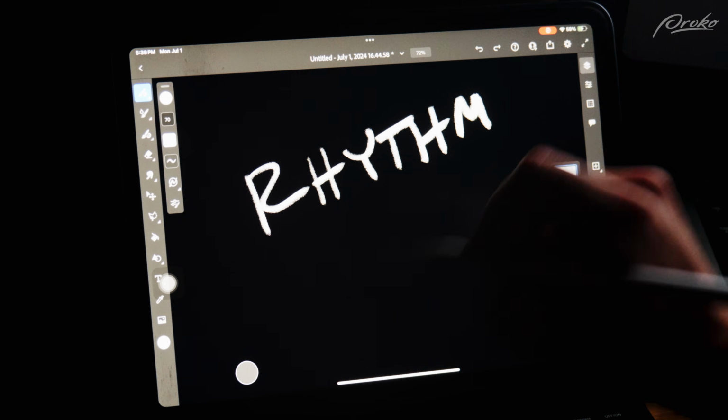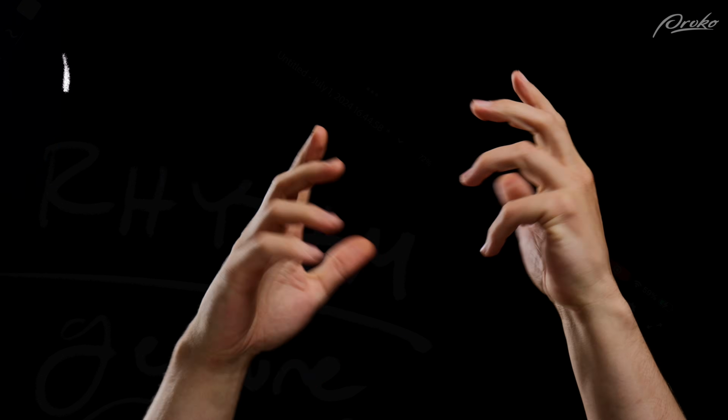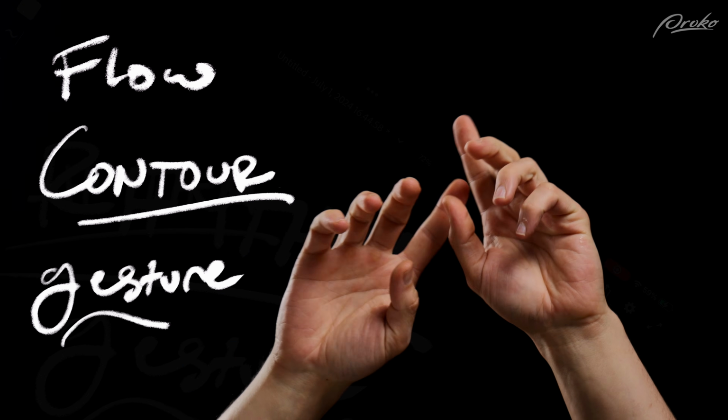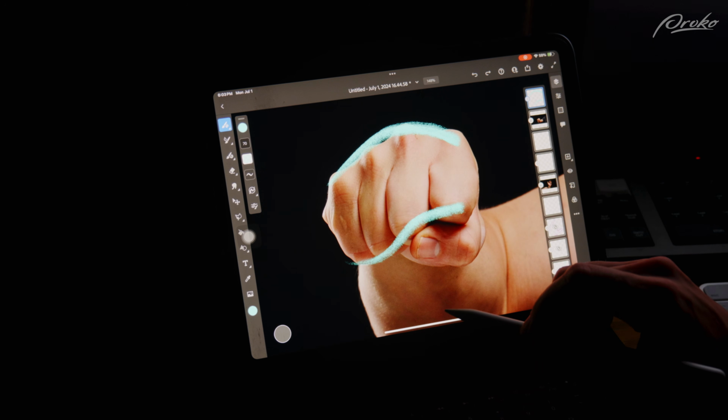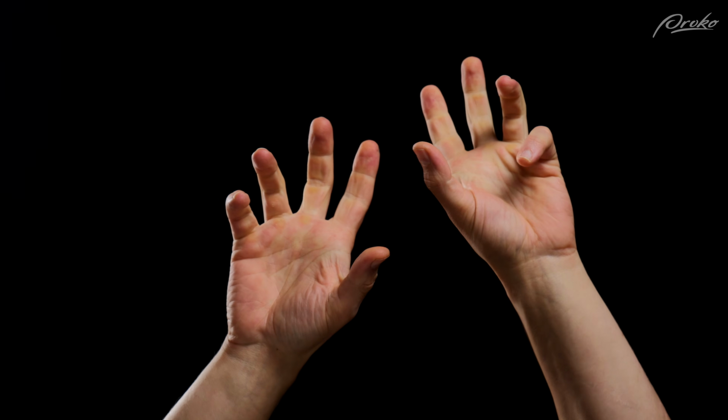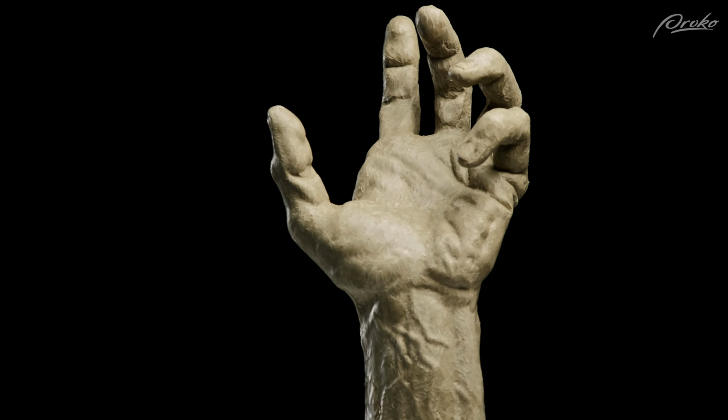Let's start by understanding the term rhythm. These are graceful flows or contours or gesture lines that connect parts of the hand. Whether it's the gentle curve of a relaxed hand or the dynamic tension in a clenched fist, understanding the gesture adds depth and mastery to your art.